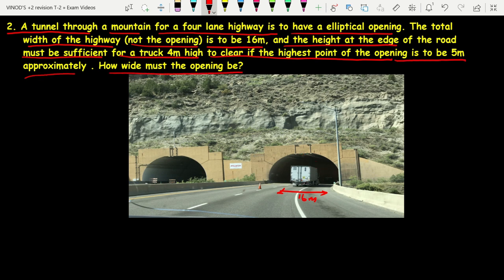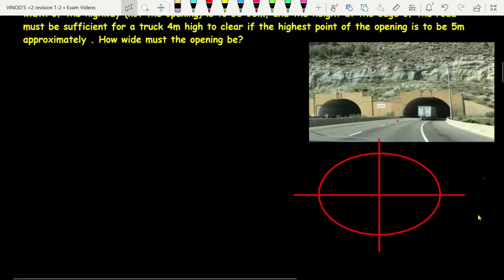How wide is the opening? How wide is the opening means you have to find this distance. This is the entire opening. So from this point to this point, what is the distance that has to be found? So from the picture, I have drawn an ellipse. The horizontal line is taken as x-axis. The vertical line is taken as y-axis.